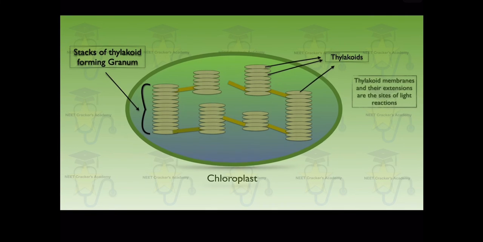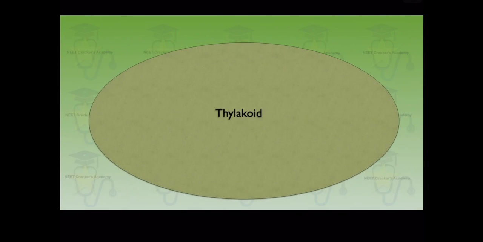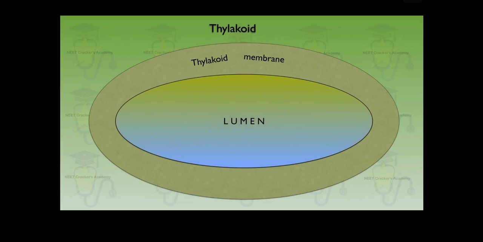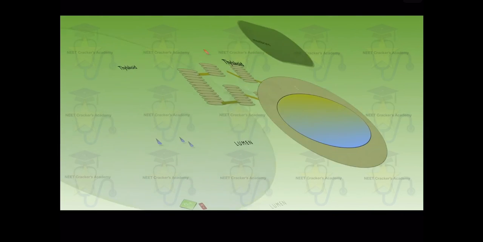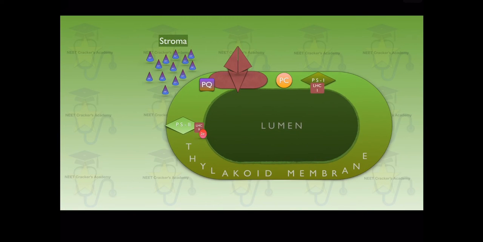If we zoom into a thylakoid, this is how it looks like. A membrane sac-like structure with a lumen at the center. Let's now go for a transverse cross-section of the thylakoid to understand it better. Here comes the thylakoid consisting of a membrane shown in a light green gradient, whereas the lumen is shown here in dark green color.